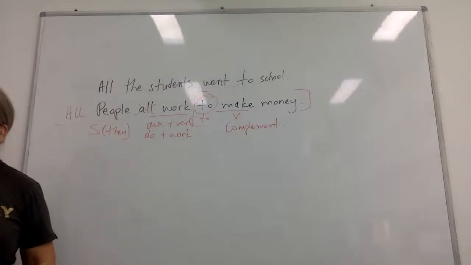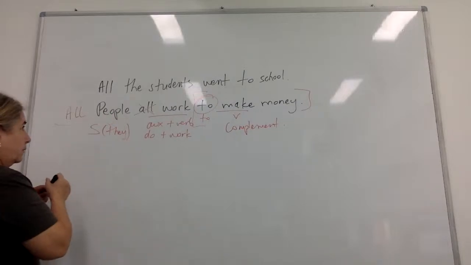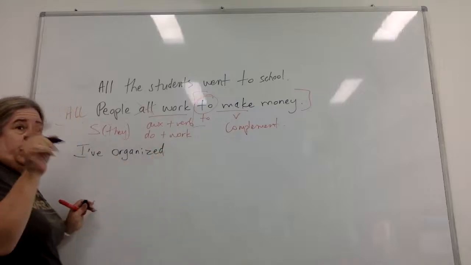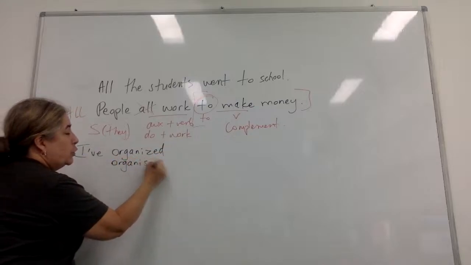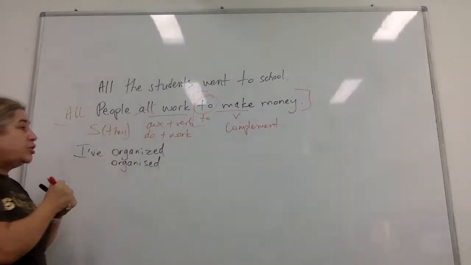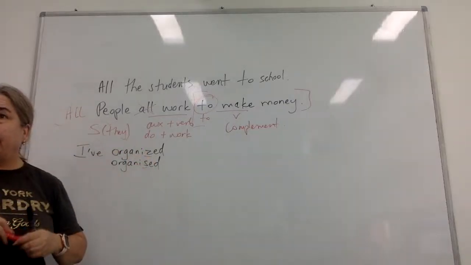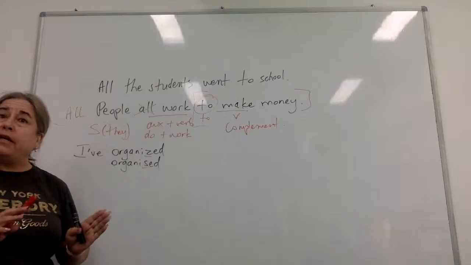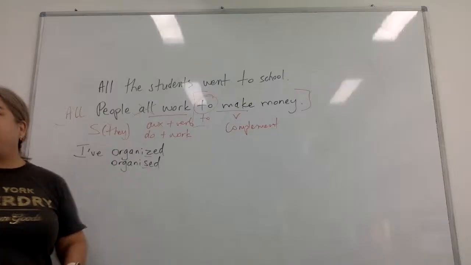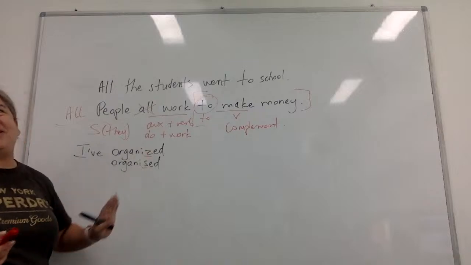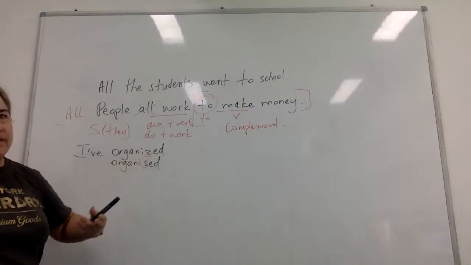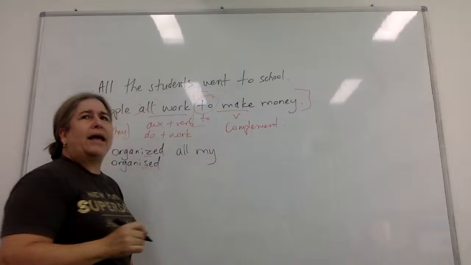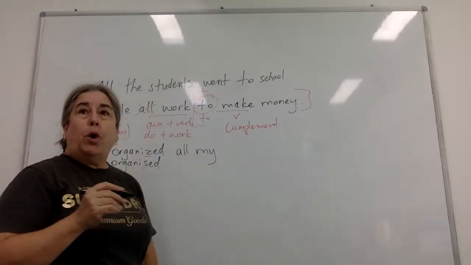I like it. I've organized all my rooms. Just so you know, organized, you can also use S, okay? One is British and the other is American. So you can use either. Those are differences between American English and British English. Sometimes it depends how I feel. Sometimes I use the Z, sometimes I use the S. This is more the British way. This is what I use. I've organized all my rooms. Rooms. Yeah, rooms.